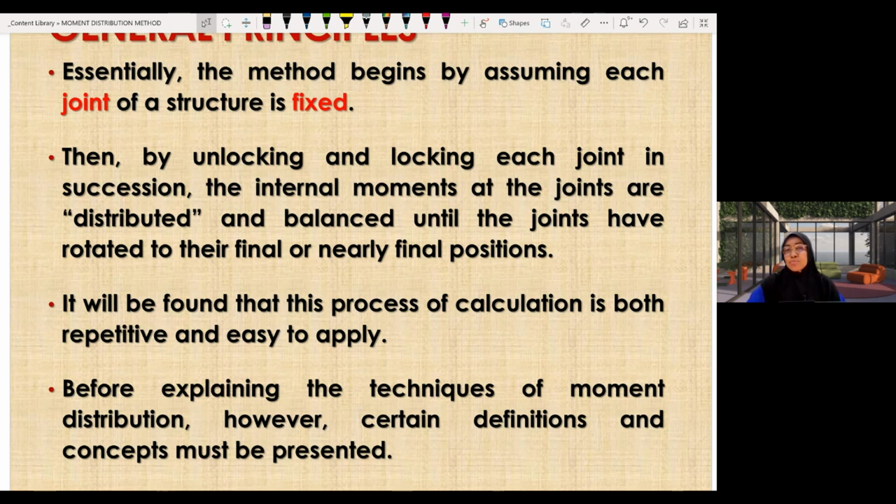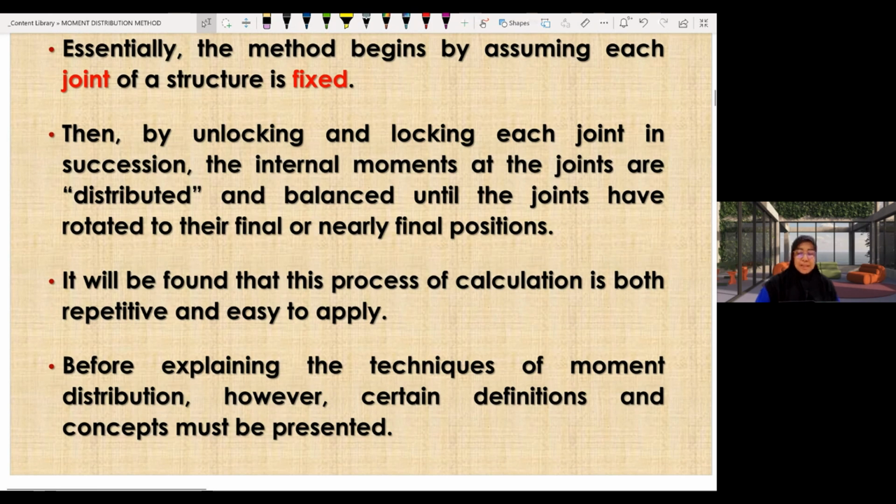And after that, we have to add all the moments in the table. Start with the first moment in the table, which is the fixed end moment, until the last moment in the table. We total and we get the member end moment. That is the output of the moment distribution method.